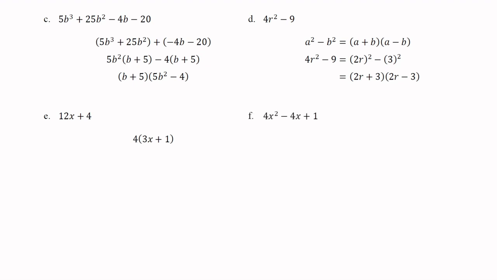And then finally for f, we have a trinomial. That trinomial is a perfect square trinomial because the first term is a perfect square, the last term is a perfect square, and the middle term is 2 times the square root of the first and last terms. So we have 2x minus 1 quantity squared.